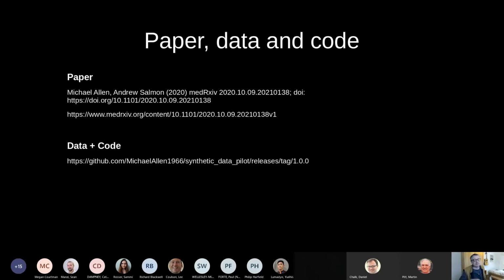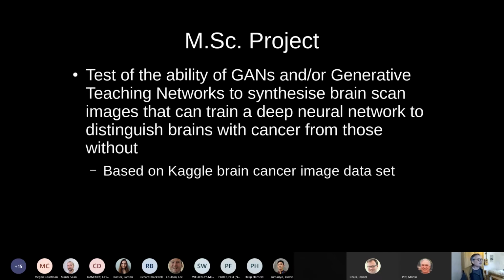And then just finally, for those who are doing the M.Sc, there'll be a project announced amongst the many projects you might choose, where we want to look at the ability of GANs, or generative teaching networks, to synthesize brain scan images that can train a deep neural network to distinguish brains with cancer from those without. That will be based on a public data set from Kaggle, and we'll look to see whether we can produce synthetic data, and with generative teaching networks, whether it can actually improve the performance of the training network, or at least the speed to get to the same performance.